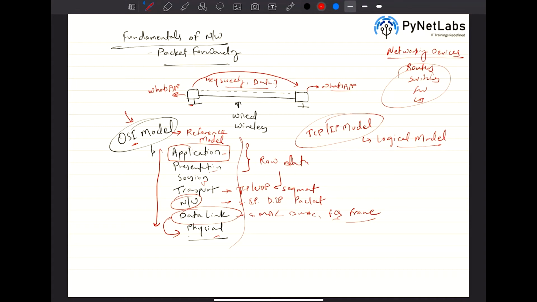In this section, we're going to talk about layer 2 forwarding.